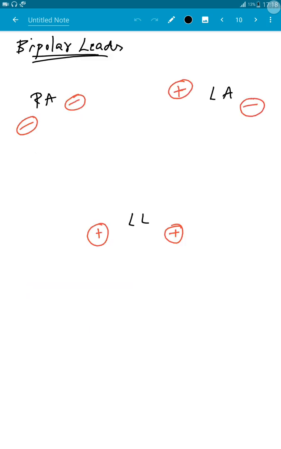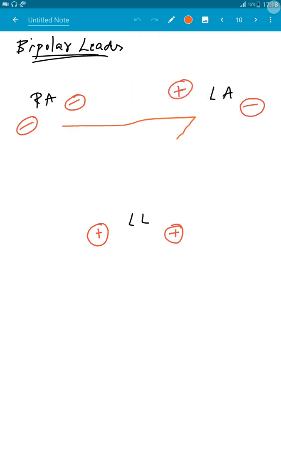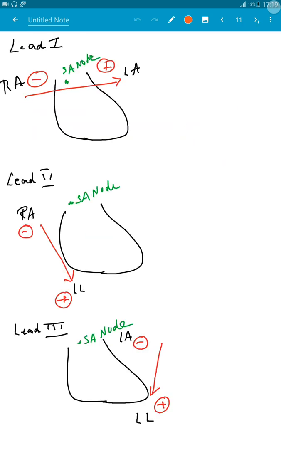Then we can first discuss the bipolar leads. This is a small triangle which is very important, we have to keep in mind. This is the right upper limb, left upper limb, and this is the left lower limb. The right upper limb is negative, the left upper limb is positive, and the left lower limb is positive. This is lead 1 connecting right upper limb and left upper limb, lead 2 is connecting right upper limb and left lower limb, and lead 3 is connecting left upper limb and left lower limb. This is the important triangle you have to know. Then we can discuss in detail.